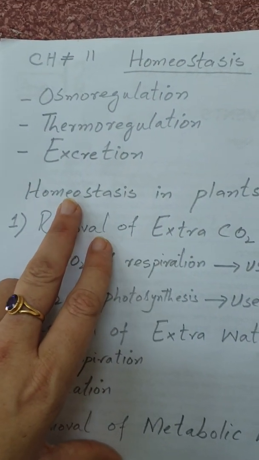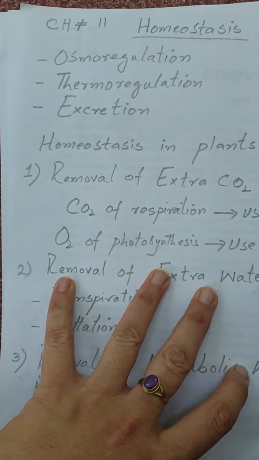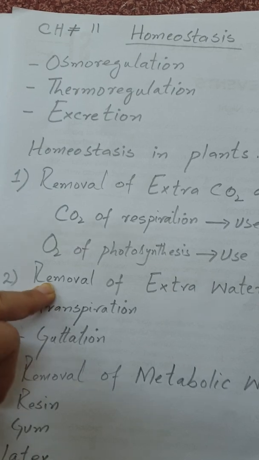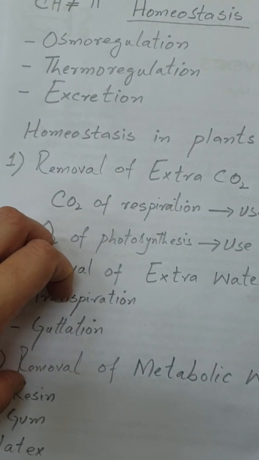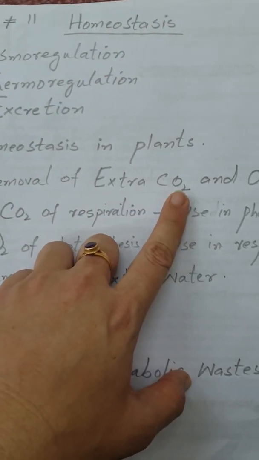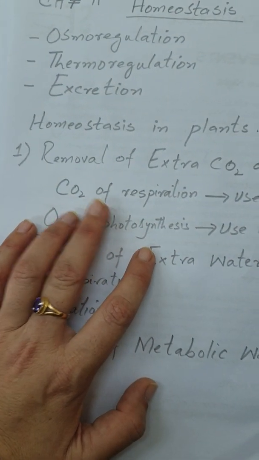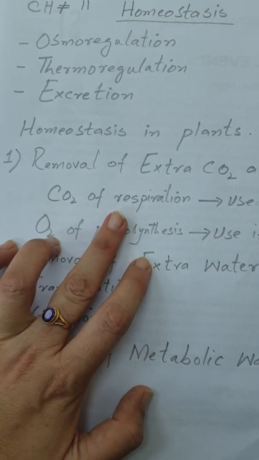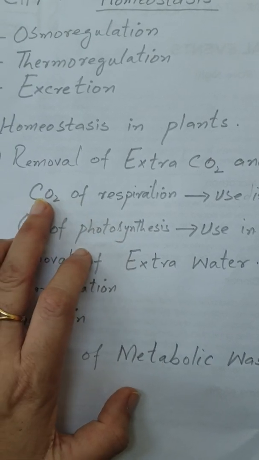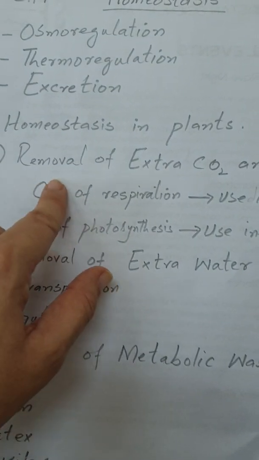First of all, we will study homeostasis in plants. Plants maintain their internal environment in balance through all three: osmoregulation, thermoregulation, and the removal or excretion of metabolic waste. First, we will study the removal of extra carbon dioxide and oxygen from plants. Normally, there is no need for the removal of carbon dioxide and oxygen from the plant body. What is the reason?